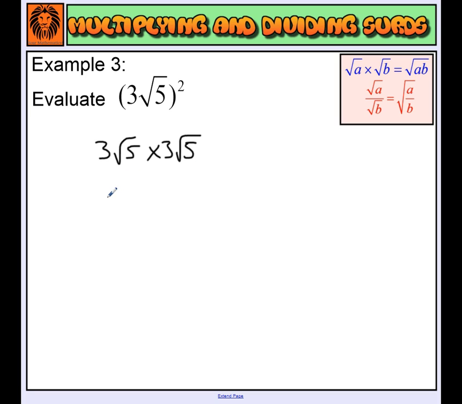Now we can group together the 3's, so that's 3 times 3, and we can group together the root 5's. So that's root 5 times root 5. We know 3 times 3 is 9, and root 5 times root 5 is 5. So this is equal to 9 times 5, which equals 45.